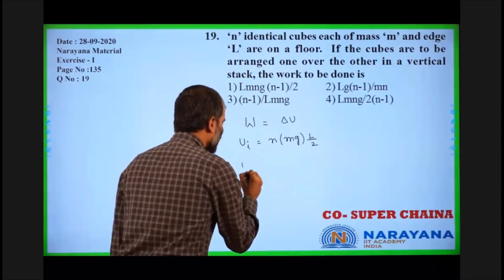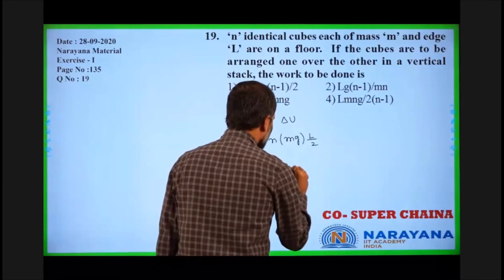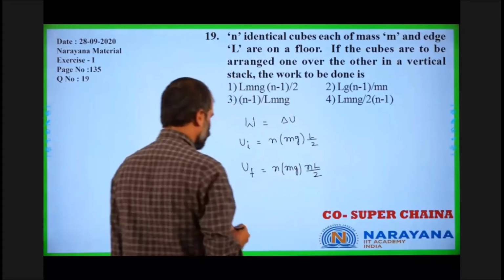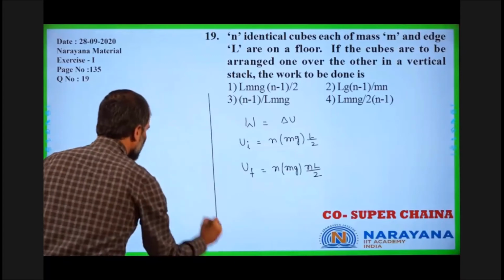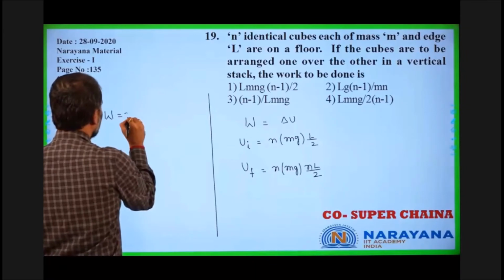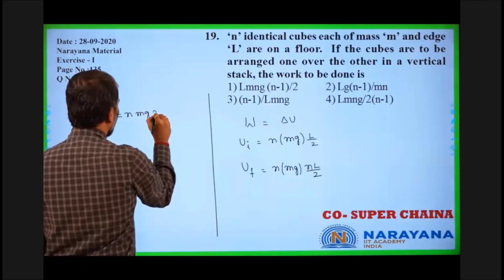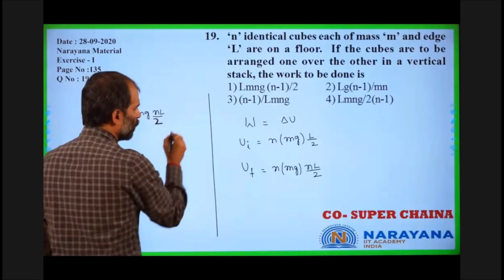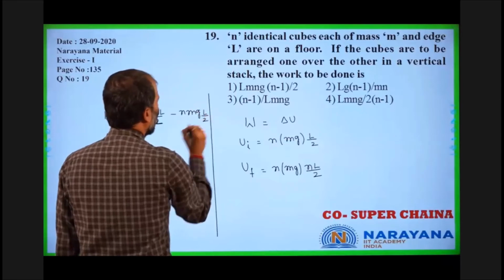Right. When these are arranged in a vertical stack, the final potential energy is n into m into g into nL by 2. So work done is equal to change in potential energy, and hence our work done would be equal to n into mg into nL by 2 minus n into m into g into L by 2.